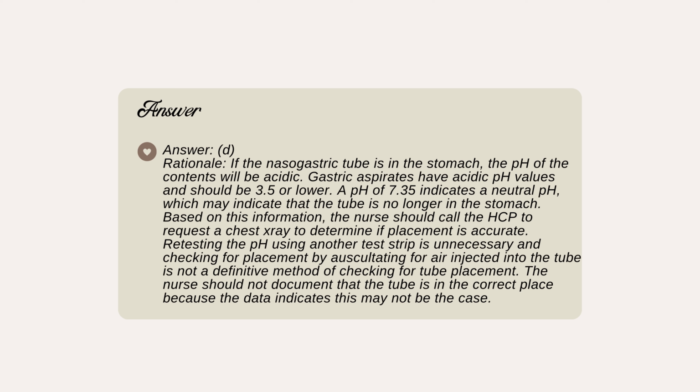Answer: D. Rationale. If the nasogastric tube is in the stomach, the pH of the contents will be acidic. Gastric aspirates have acidic pH values and should be 3.5 or lower. A pH of 7.35 indicates a neutral pH, which may indicate that the tube is no longer in the stomach. Based on this information, the nurse should call the HCP to request a chest X-ray to determine if placement is accurate. Retesting the pH using another test strip is unnecessary, and checking for placement by auscultating for air injected into the tube is not a definitive method of checking for tube placement. The nurse should not document that the tube is in the correct place because the data indicates this may not be the case.